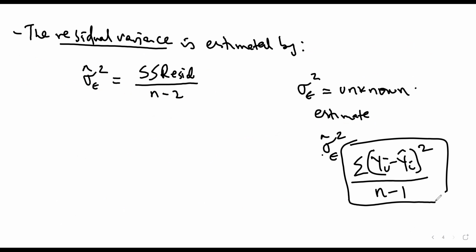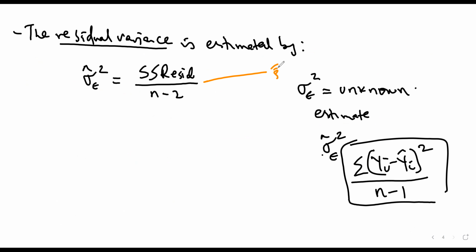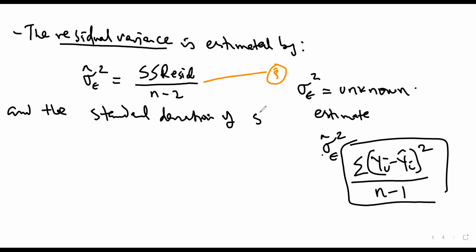Let's call this equation number 5. We say that the standard deviation of equation number 5 is called the standard error of the regression.